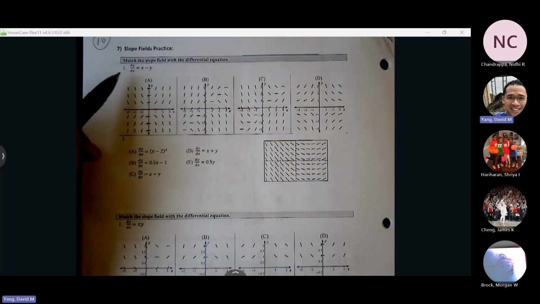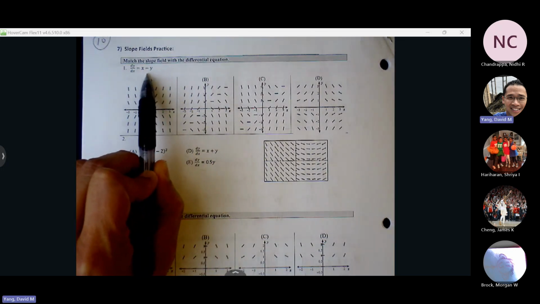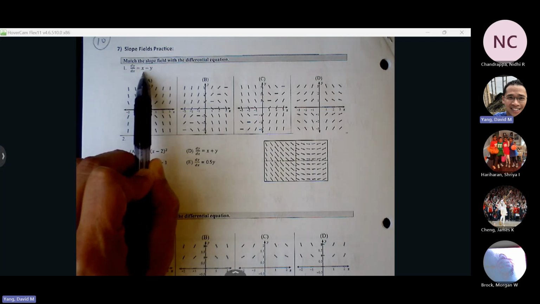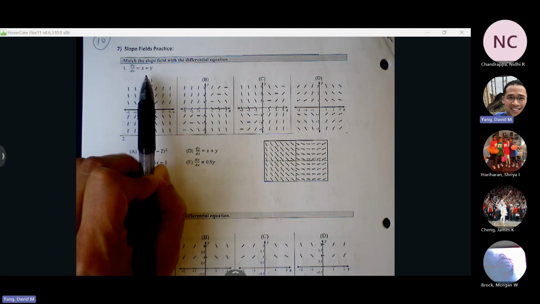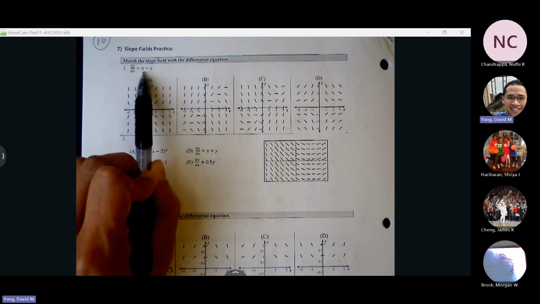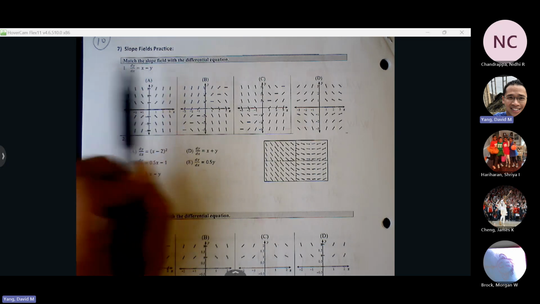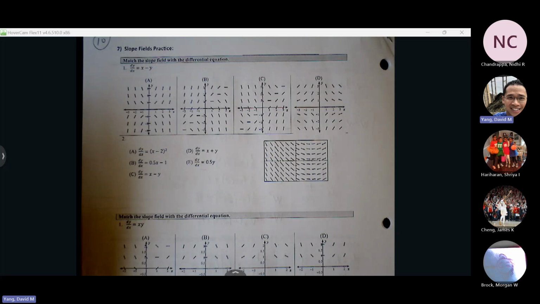So number one, we're trying to match the appropriate slope field for dy/dx equals x minus y. Now, if we look at x minus y, we can see that there is a collection of ordered pairs that will produce slopes that are easy for us to find. For instance, if x and y are the same, then my slope is always going to end up being what? 0. So (1,1), (2,2), (3,3), (4,4), all those will produce slopes of zero.